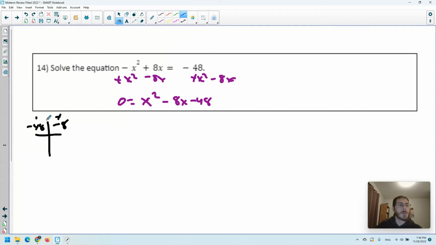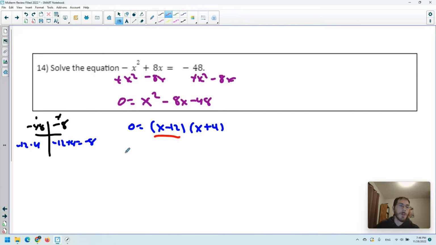12 and 4, those are the numbers that work out, because 12 times 4 is negative 48. So we have negative 12 and positive 4. Don't want to put the plus sign there yet. So times 4. Negative 12 plus 4 is negative 8. So we can write that, since this is x squared just by itself, x minus 12, x plus 4.